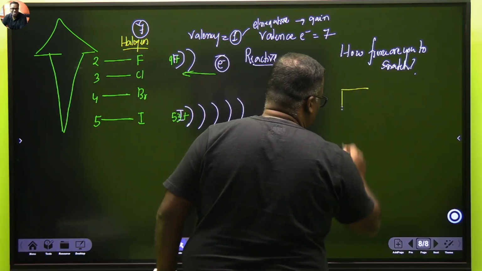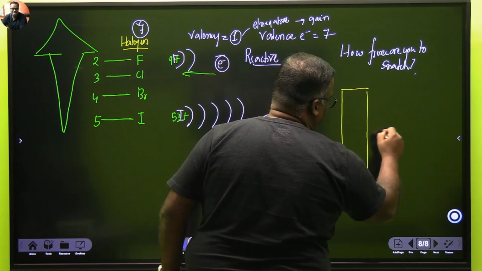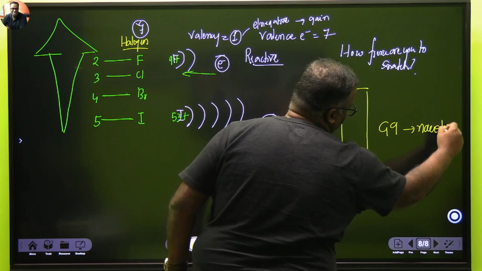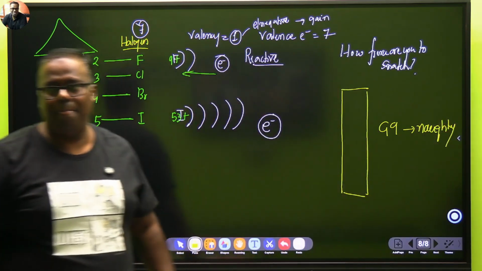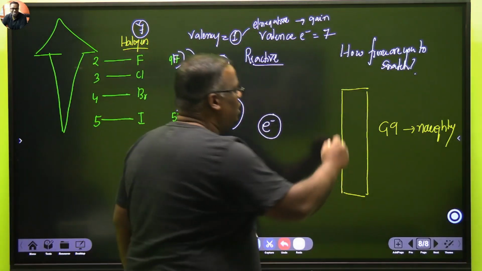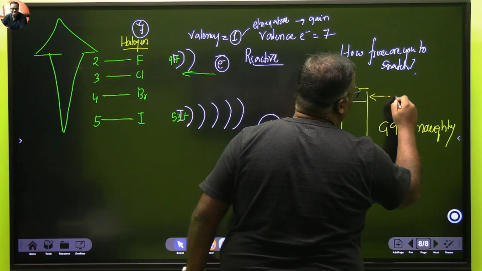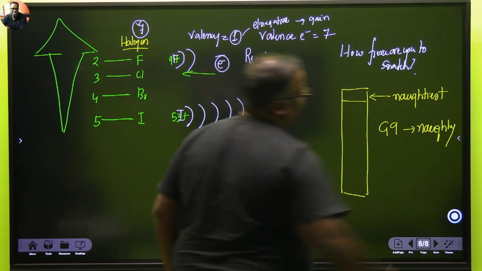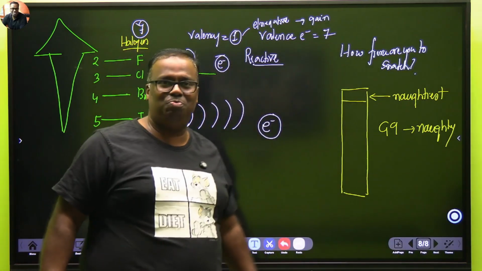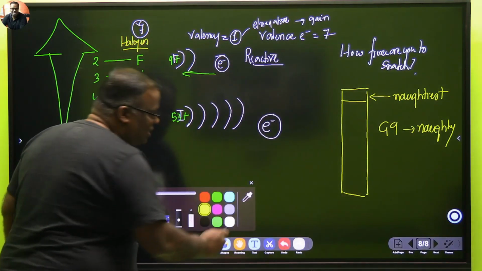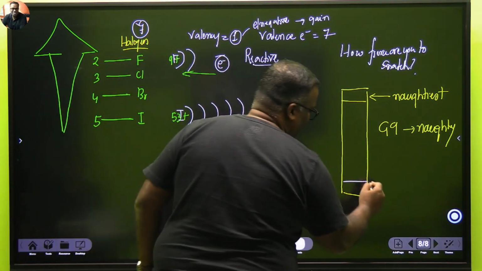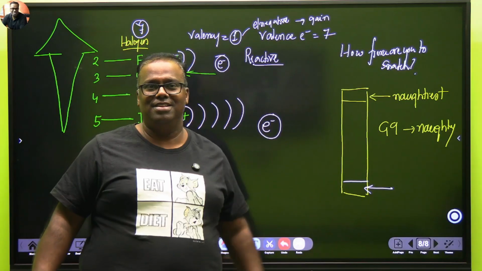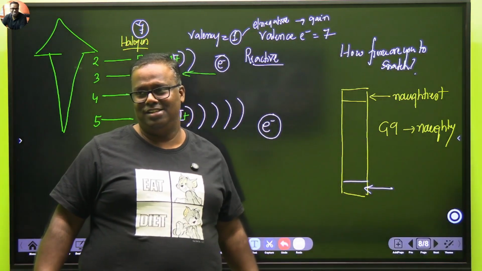Let's take this as grade 9. This is grade 9. And they have been labeled as naughty. Okay? And we have said that this section is the naughtiest. Now you participate in this discussion. If this section is the naughtiest, what is about this section? What about this section? Least naughty.